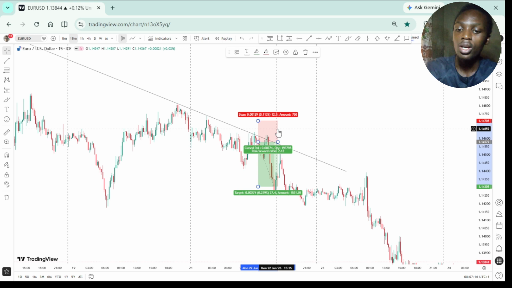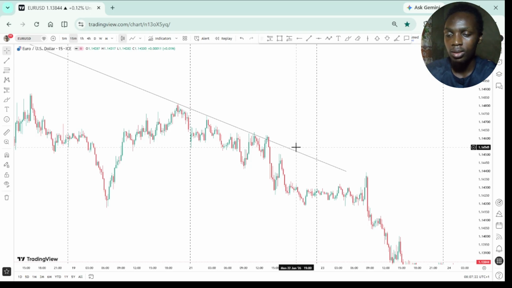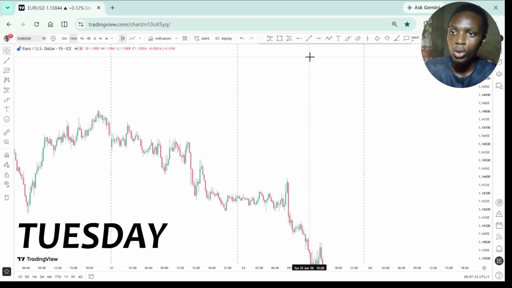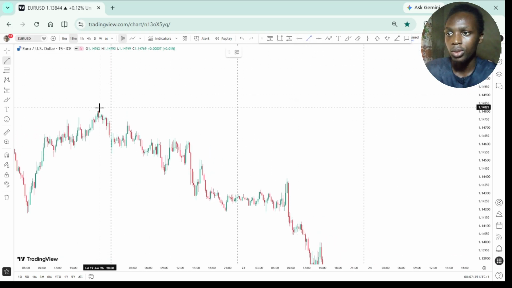So on Monday we have that first move. And take note, after I see this first move and execute my trade and take profit, I'm done for the day. I'm not going to be looking to take any other trade. I trade only GBP/USD and EUR/USD. So let's analyze what we have on Tuesday. On Tuesday, I did not see any setup. Let me analyze that for you.